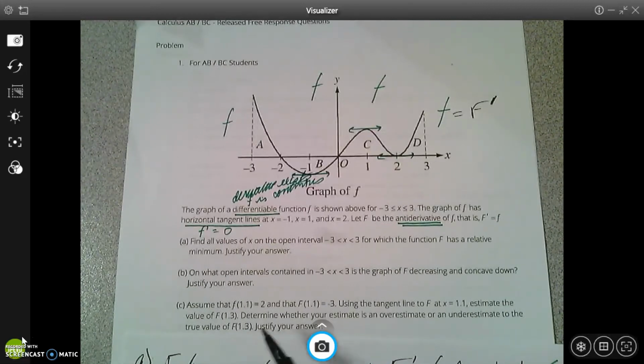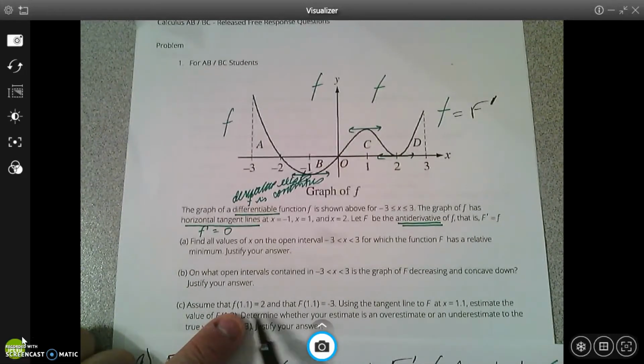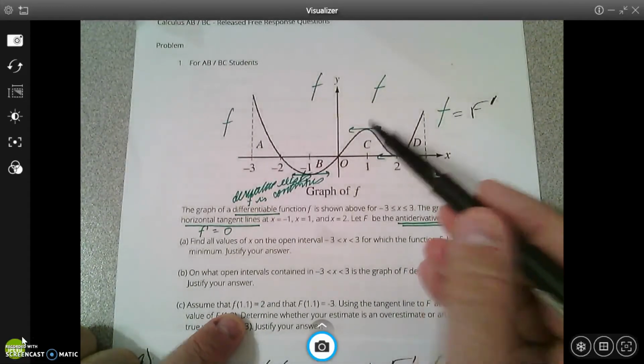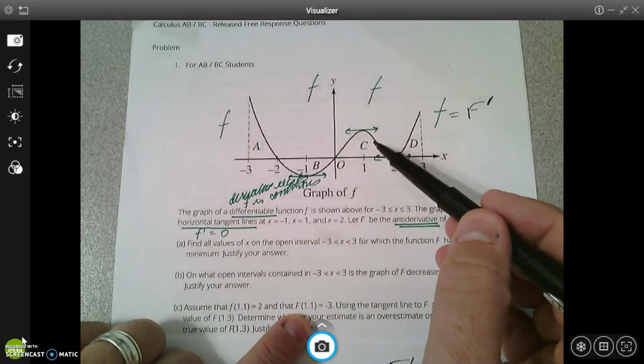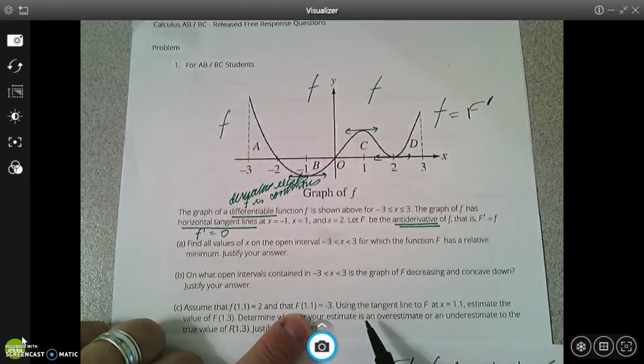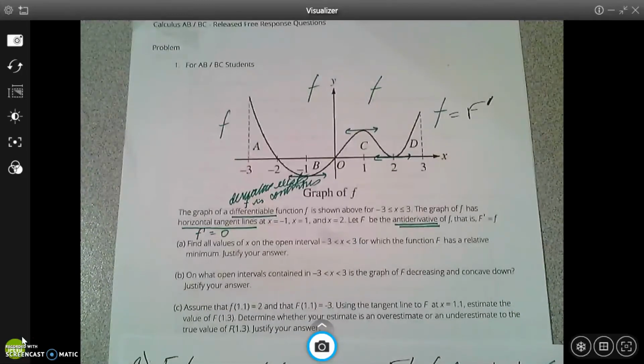Okay, one more time. Little f of 1.1 is equal to 2. This is telling me about a point on the graph of little f. Big F of 1.1 is -3, is telling me about a point on the graph of the antiderivative, big F. And what I want is an equation of the tangent line to big F at x equals 1.1. That's the first part. So let's take a look at that.